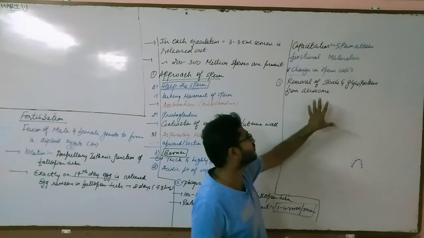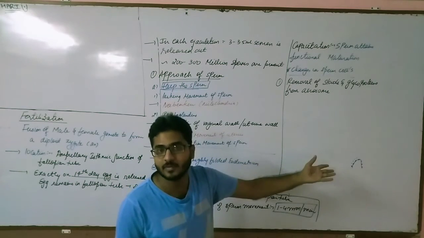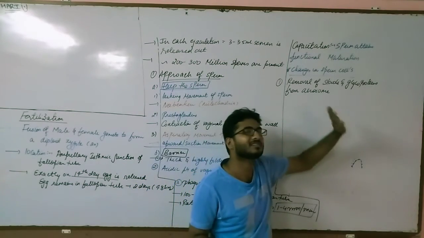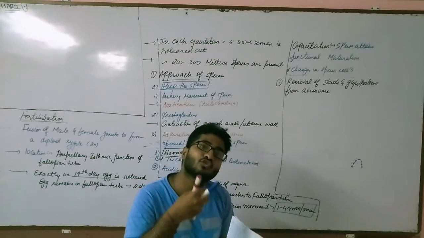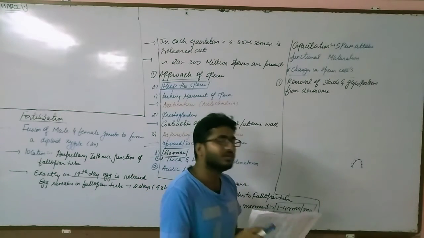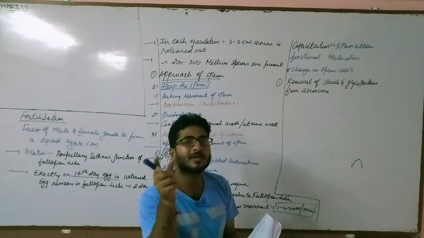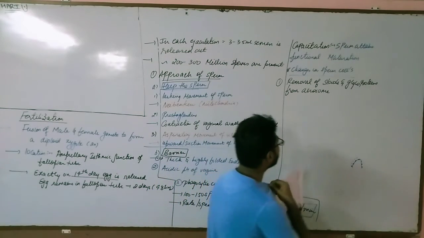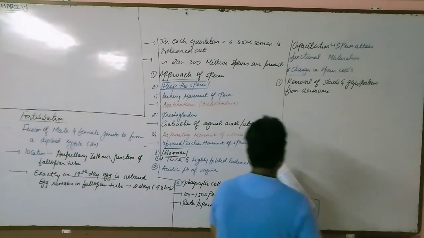So now the acrosome structure will become weak. How will it become weak? By removal of sterols as well as glycoproteins. And why should it remain weak? Because if the layer is not disrupted, how will sperm lysin be released from the acrosome? So that's why this change is required.